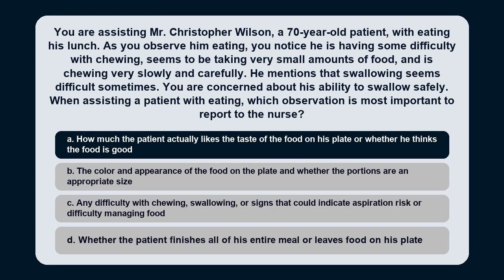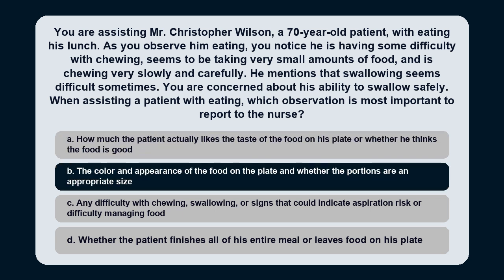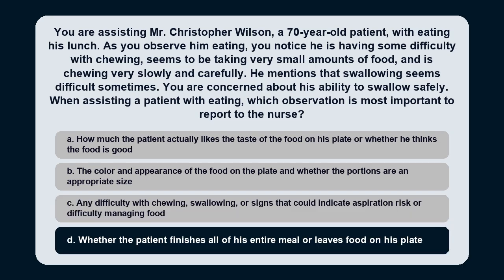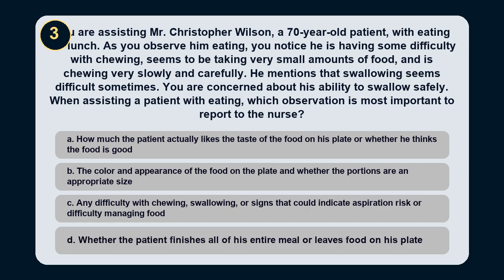Option A. How much the patient actually likes the taste of the food on his plate, or whether he thinks the food is good. Option B. The color and appearance of the food on the plate and whether the portions are an appropriate size. Option C. Any difficulty with chewing, swallowing, or signs that could indicate aspiration risk or difficulty managing food. Option D. Whether the patient finishes his entire meal or leaves food on his plate.